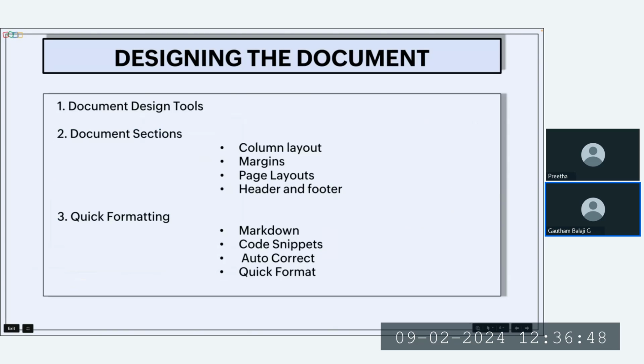So in design, we have various design tools available, and you can also add various sections like column layouts, which will allow you to split the columns and add contents. And you can also set a margin, and you'll be able to take printouts so that the margins are properly aligned. So if you're gonna use a spiral binding, or if you're gonna pin the documents that is being printed out, you can use gutter margins available in Writer.